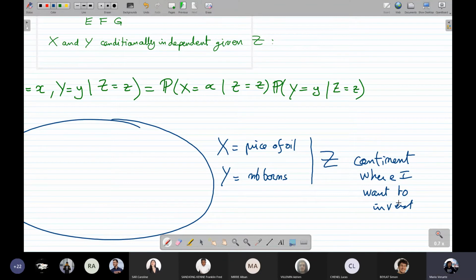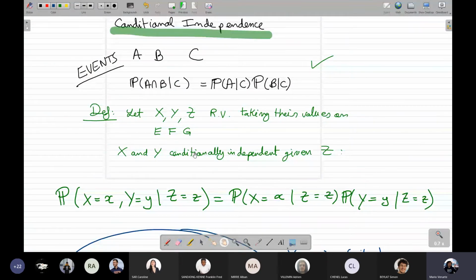Yeah. So I was saying this type of questions arises very often in economics. You have different variables and you want to know if they are independent or not. And if they are not independent, what is the relationship between them?